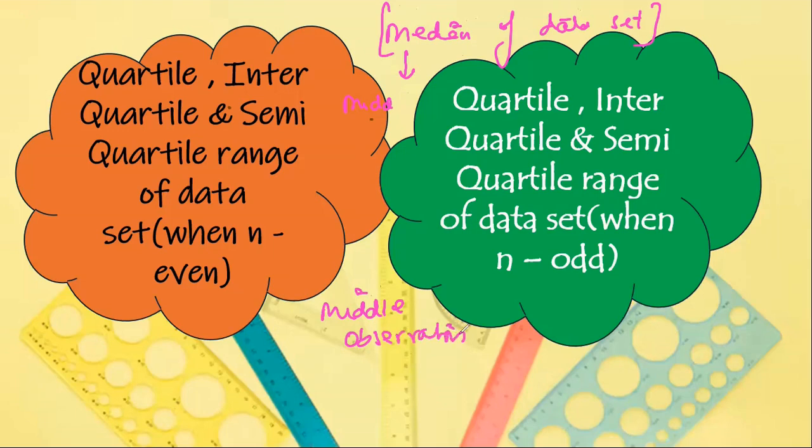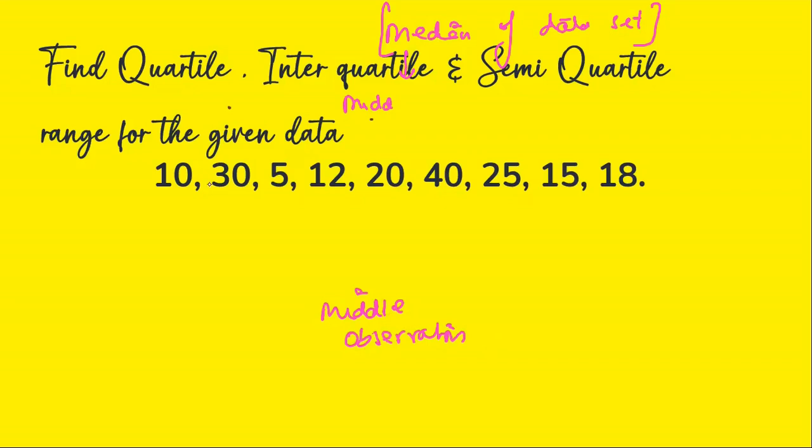You will get the middle term only when you arrange the data either in ascending order or descending order. So whether you are finding the median, quartile, interquartile range or semi-quartile range, the data should be arranged in ascending or descending order. Data means the number of terms that you have. For example, these are the number of terms.